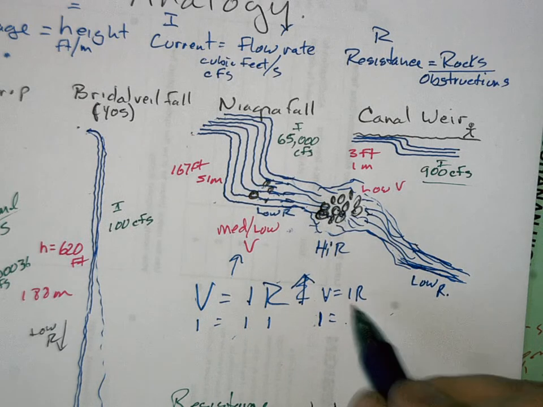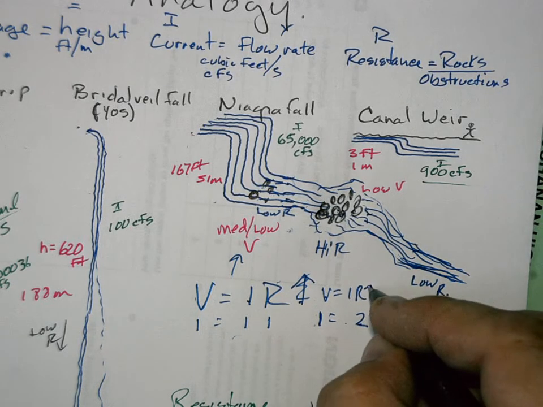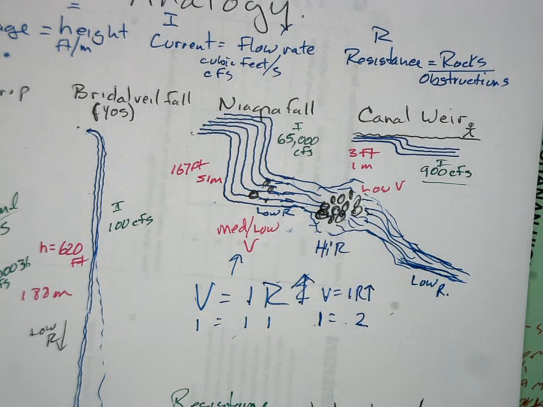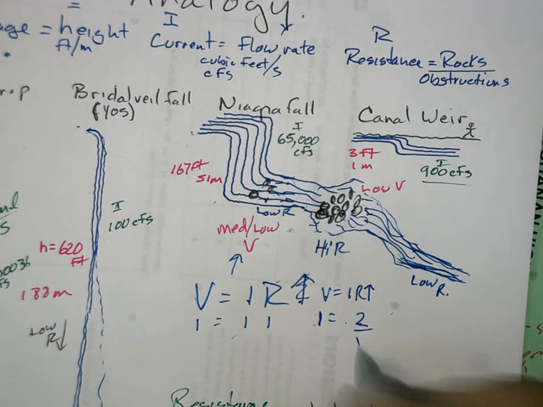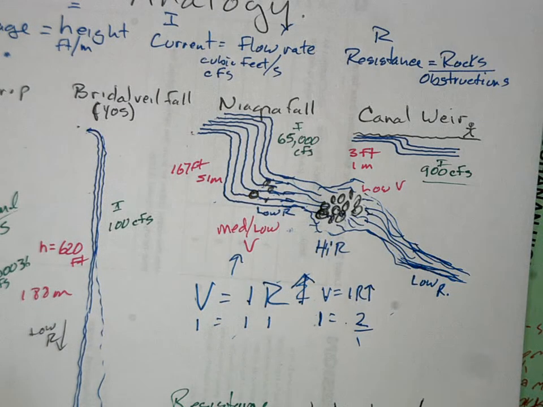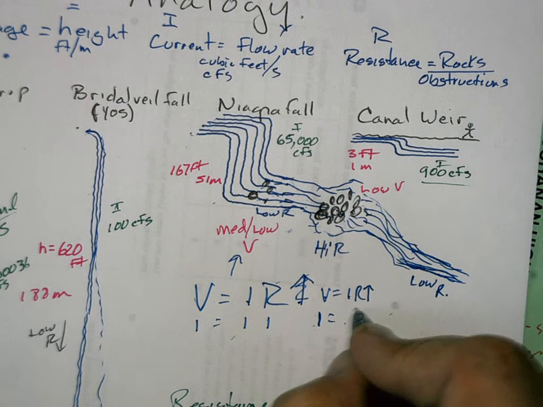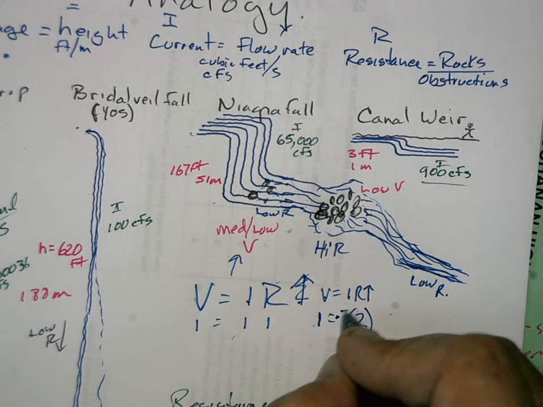We're making resistance higher. What happens to the current? Let you think: 2 times what is 1? You're talking to the person next to you. Well, you have to multiply it by the inverse of the number to find out. That's right. The current becomes 0.5, or 1/2.